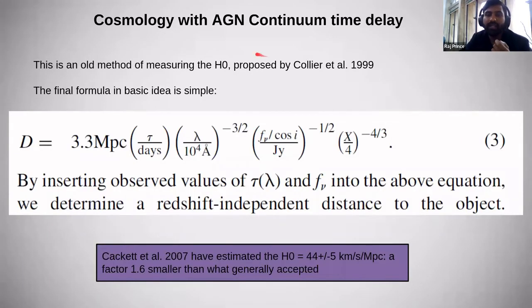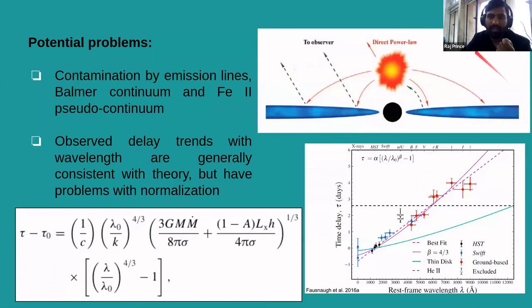So this method has been used earlier to measure the cosmology in Collier 1990, and this is the expression they derived that can be used to measure the luminosity distance. And if you know the luminosity distance, we can draw the Hubble diagram. So here we have the time delay measurement from the continuum emission, and then this is the flux measured from these sources, and this is the X-ray luminosity of this X-ray source here.